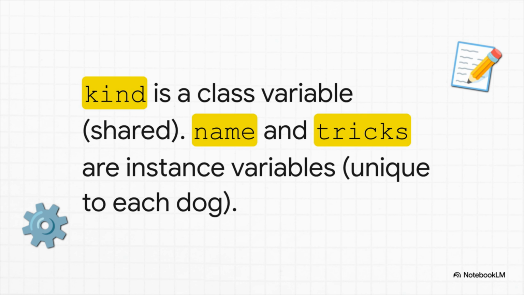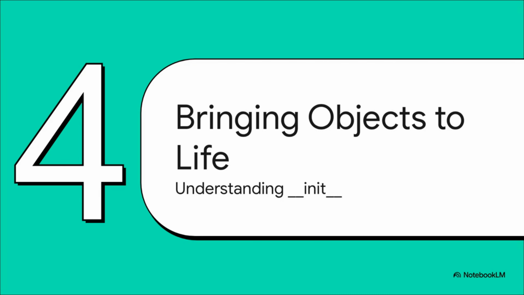But then you have the instance variables, like name and tricks. These are unique to each individual dog. So every time we create a new dog, it gets its own name and its very own brand new empty list for tricks. All right, so what is the deal with that weird-looking underscore init method? And what's this self thing all about? Well, this is where the magic happens.